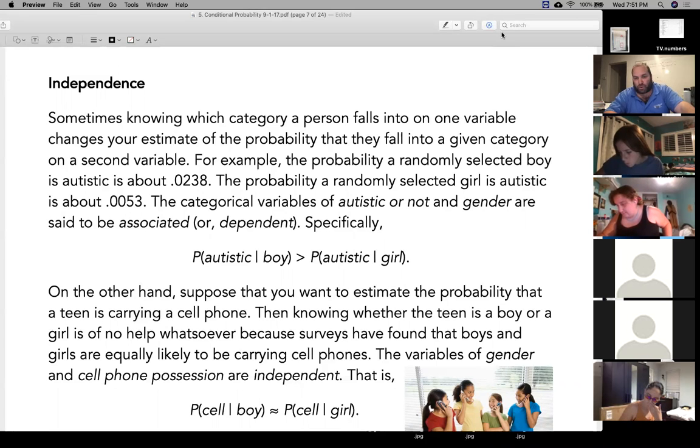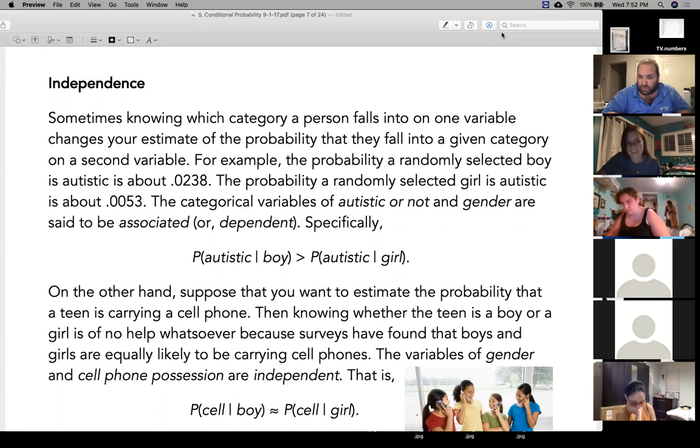In the second paragraph, on the other hand, we have the following study. Suppose you want to estimate the probability that a teen is carrying a cell phone. Do you think that boys and girls are more or less likely to carry cell phones? Statistical data shows that it's roughly the same. The likelihood of carrying a cell phone if it's a boy is about the same as if it's a girl. And as such, carrying a cell phone is independent of gender in that case.